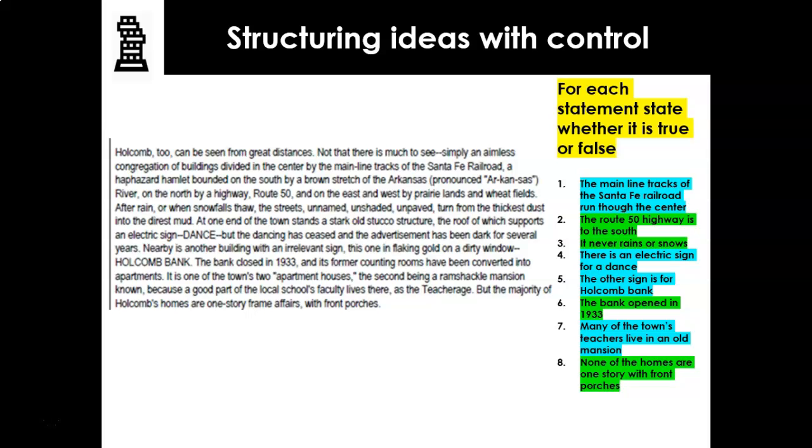It never rains or snows. It's false. After rain or when snow falls thaw. So we do get rain and snow here. We also get the hot summers, which is what causes the wheat to grow. So we're learning that the Kansas wheat plains are quite driven by different types of weather. Okay, so then we go to number 4.